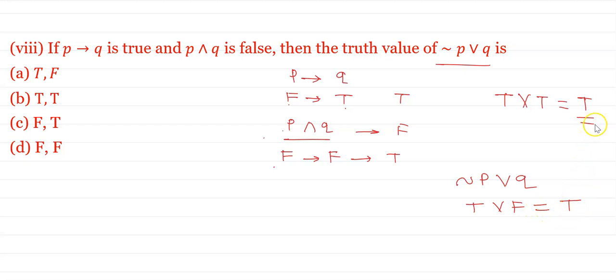And therefore in both cases, if we consider P as F, Q as T, and P as F and Q as F, satisfying these two conditions, what is the condition? P implies Q should be true, and P and Q should be false. In both cases, the truth value of negation of P or Q is T. Okay, this is a T and this is a T. Therefore, option B is the correct one.